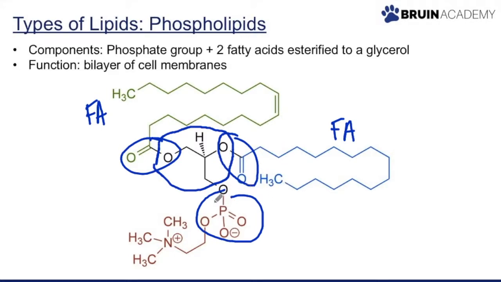They're pretty easy to recognize when you look for that phosphate group. This component over here can vary depending on the type of phospholipid that you have. And phospholipids are important because, as you may have learned in an earlier biology class, they form our cell membranes.